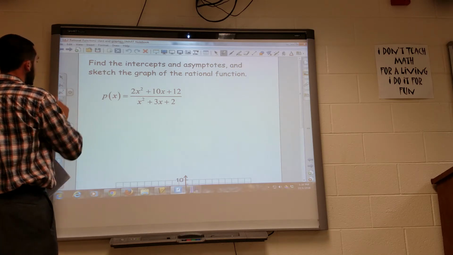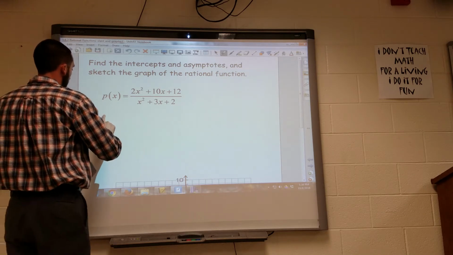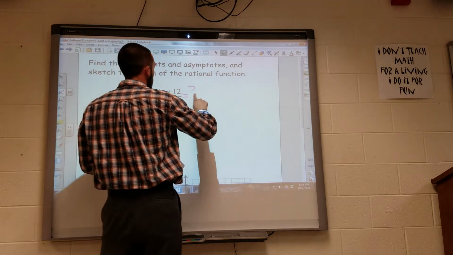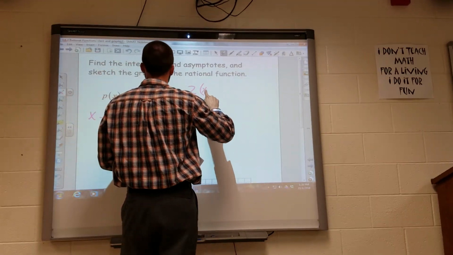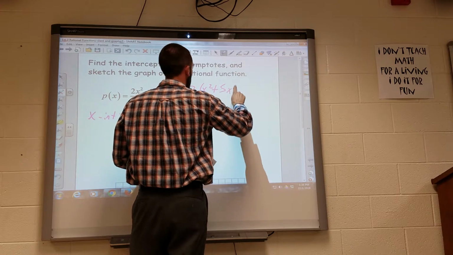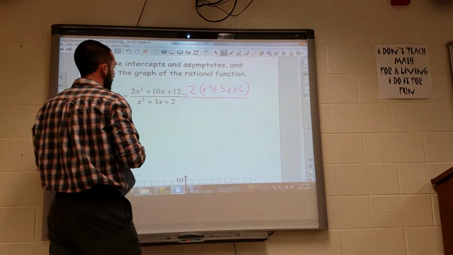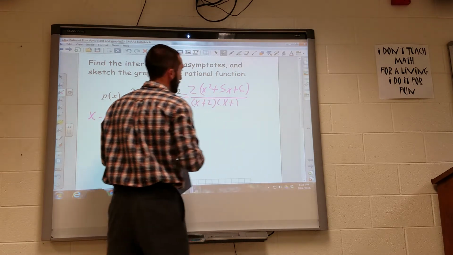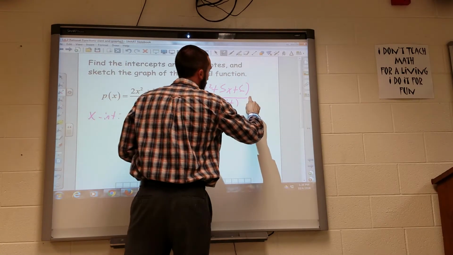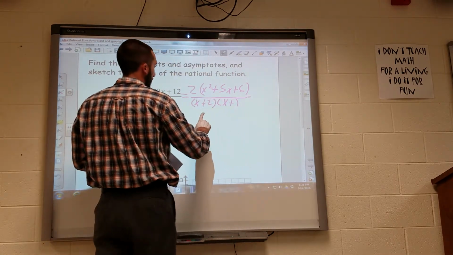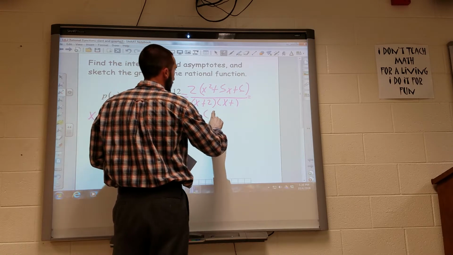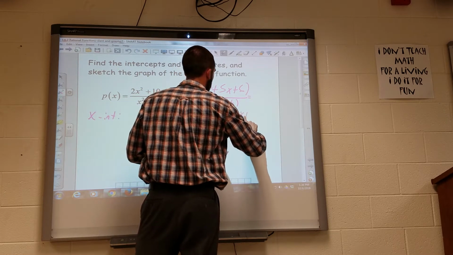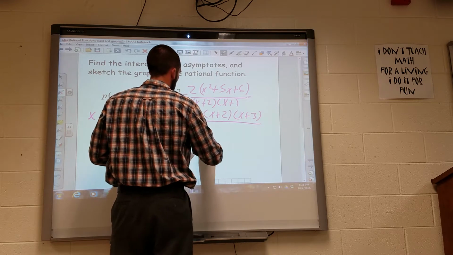So, like we did in the first part of 3.6, x-intercepts are the zeros of the numerator, so let's go ahead and factor. I can pull out a 2, which leaves me with x squared plus 5x plus 6. I can also factor the denominator to be (x plus 2)(x plus 1). The numerator can simplify a little bit further, giving me 2 times (x plus 2)(x plus 3), divided by (x plus 2)(x plus 1).